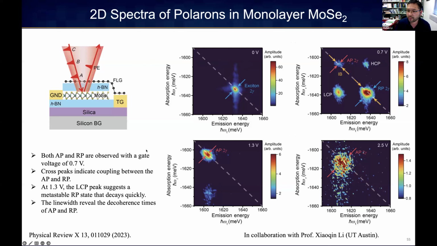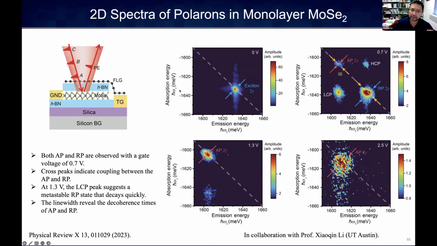And then at 1.3 volts, you only see the attractive polaron, and the repulsive polaron is no longer there. However, you still see a little bit of cross peak, and that suggests that the repulsive polaron was actually excited initially, but very quickly decays back into the attractive polaron within the pulse width of about 100 femtoseconds. And then at even higher voltage, the attractive polaron starts to get really broad and shows a broader homogeneous linewidth, which corresponds to faster dynamics. And then that state becomes unstable. And you can clearly see the dynamics as you change.